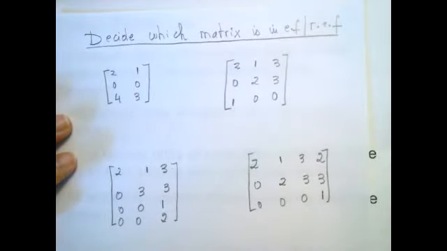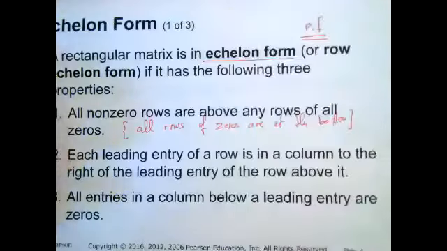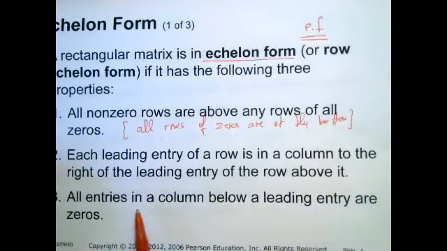Professor? Yes. Could I see the third one again? I didn't get to write it down. Sure. All entries, verbatim from the book, that's why I'm comfortable. All entries in a column below a leading entry are zeros.